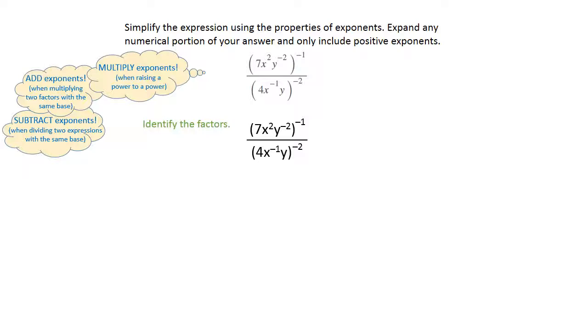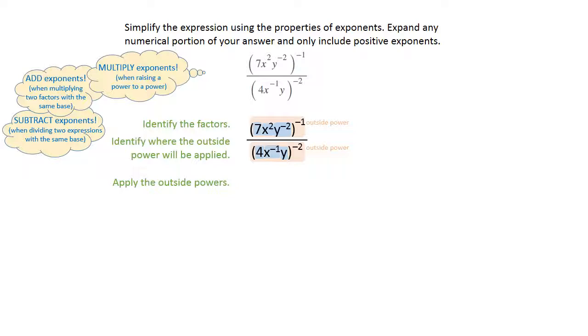We want to identify the factors first. Get your eyes used to tearing these things apart. So we have 1, 2, 3 factors up top, and 1, 2, 3 factors on the bottom. Those factors are going to be applied to an outside power. Let's find those outside powers. The -1 will be applied to the 3 factors in the numerator, and the -2 will be applied to the 3 factors in the denominator.